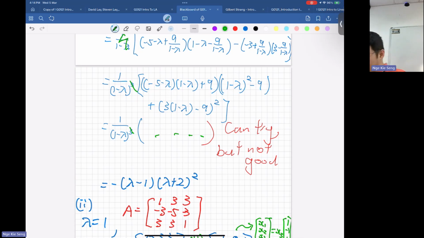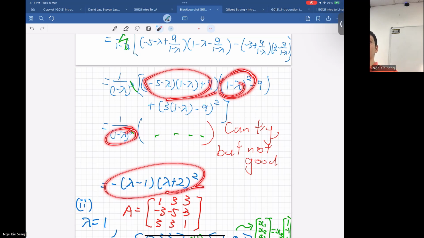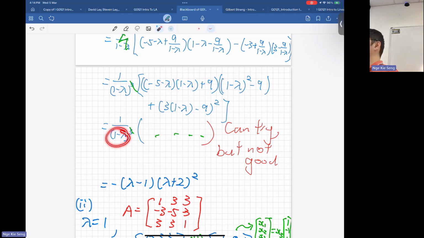Yeah, we should expand it. If you expand it, what degree should you expect? You should see degree 4, because here there is lambda square already, and then lambda square times something square again, so you should have lambda 4. And here we only have degree 3, so you should expect one degree to be cancelled by 1 minus lambda. This 1 minus lambda also suggests that if you expand the whole thing, 1 should be a root, so that you can pull out this 1 minus lambda.